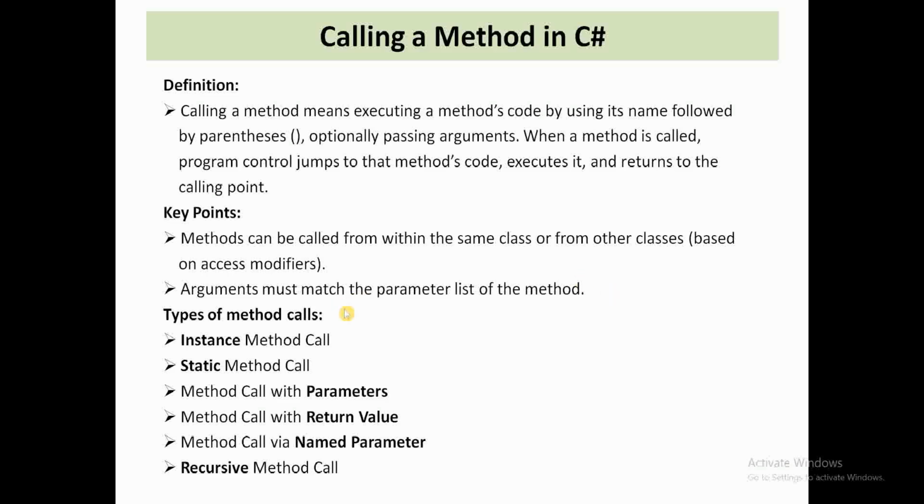Here we have some types of method calls: instance method call, static method call, method call with parameters, method call with return value, method call via named parameters, and recursive method calls. So we will see all these one by one with examples.